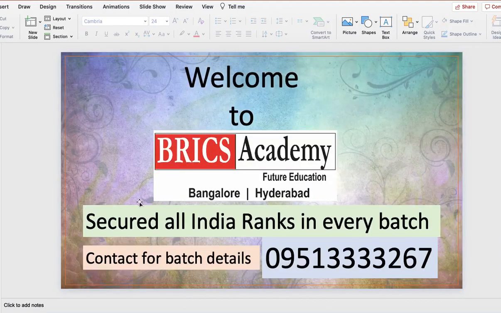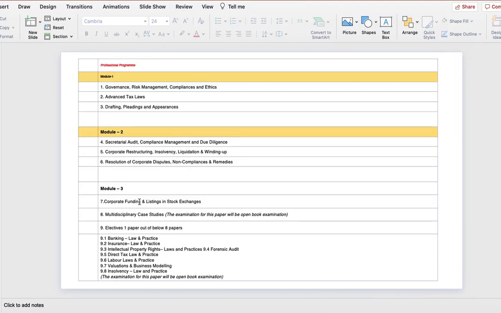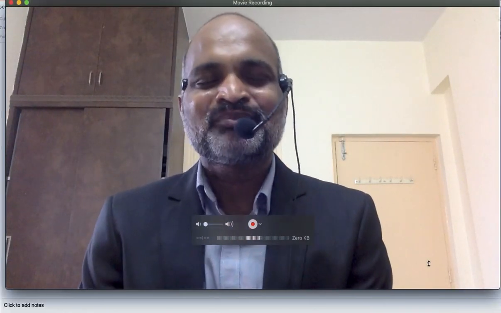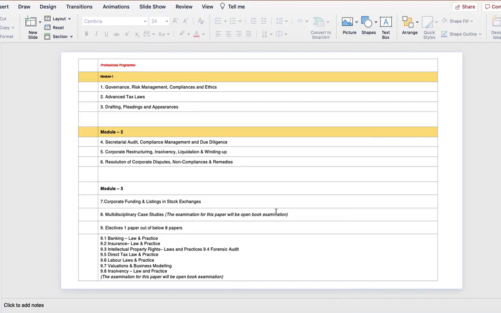Then module 3, just a second please. Module 3 we have corporate funding and listing of stock exchange, multidisciplinary case studies. Okay, this will be open book. Paper 8 in CS Professional is an open book examination. You can carry the book. That is actually most difficult. You'll have to read the textbook and know on which page which chapter is there, etc. Paper 8 is open book examination as of now.